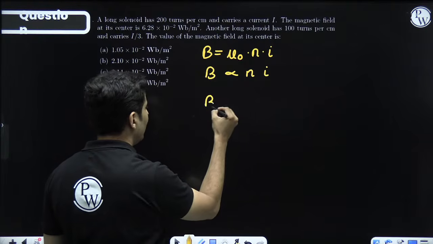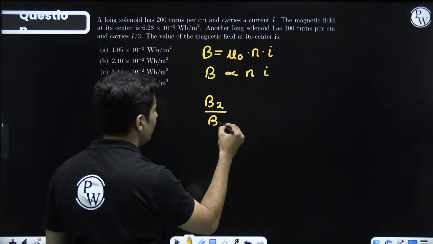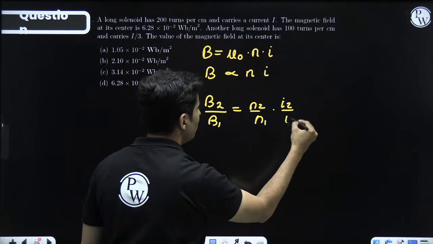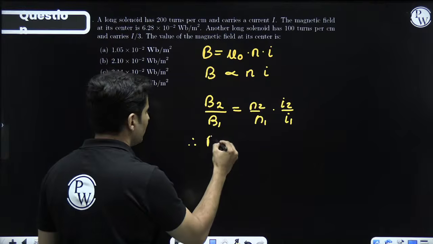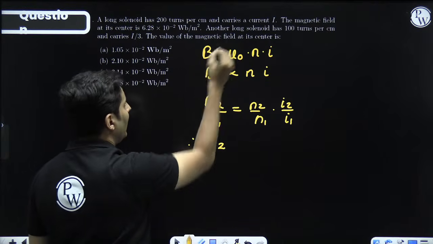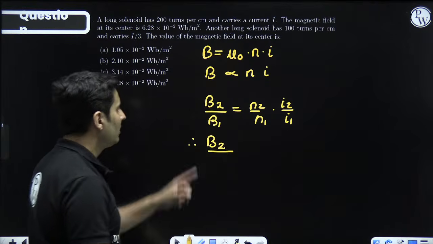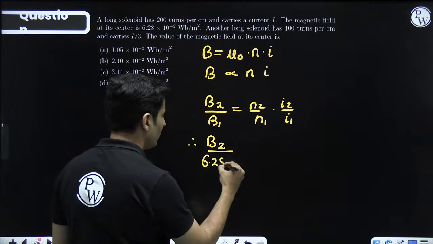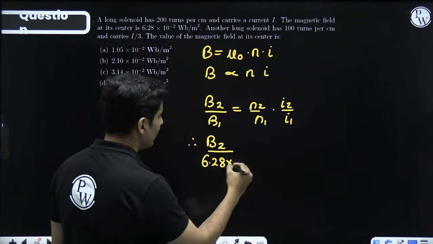So if I write B2 by B1, it will be N2 by N1 into I2 by I1. So the second time the magnetic field, I do not know actually. First time the magnetic field is 6.28. So put the number 6.28 into 10 raised to minus 2.